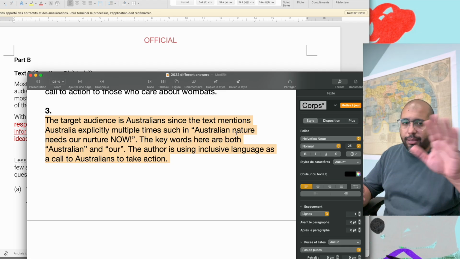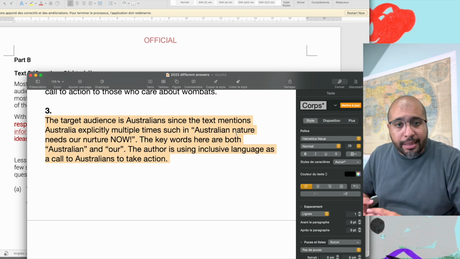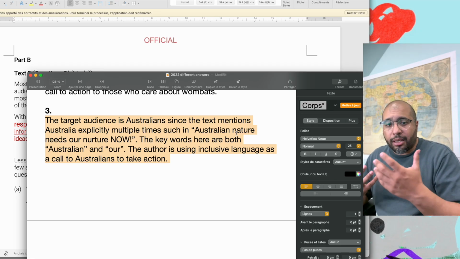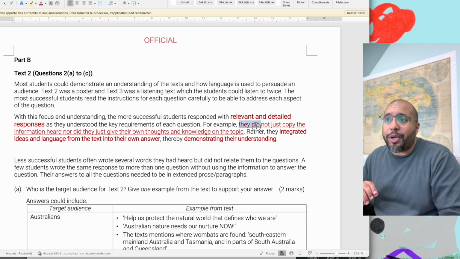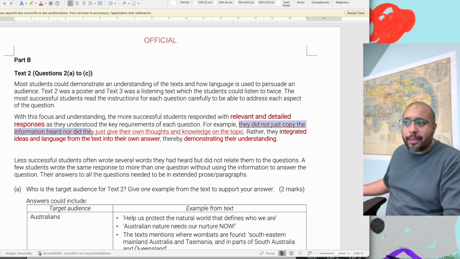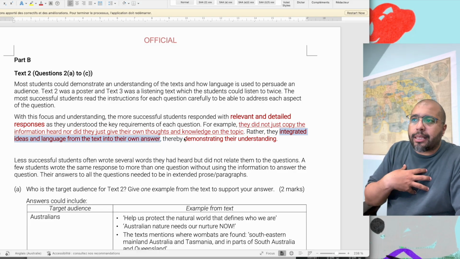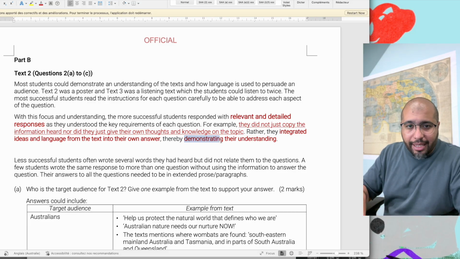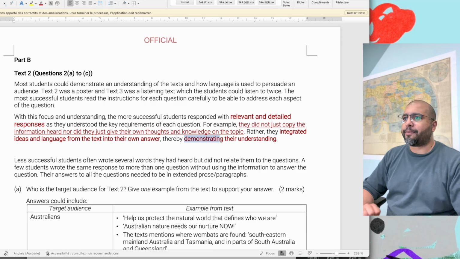And in this one, we basically ticked all the boxes. The answer is correct. There is evidence from the text, the evidence matches the answer, and everything is written down in extended prose or in paragraphs. And when we go back to the subject assessment advice, we see that we didn't just copy information from the text, but we integrated the information from the text into our own answer, and we were able to demonstrate that we understand what we are writing and we understand the information we find in the text.